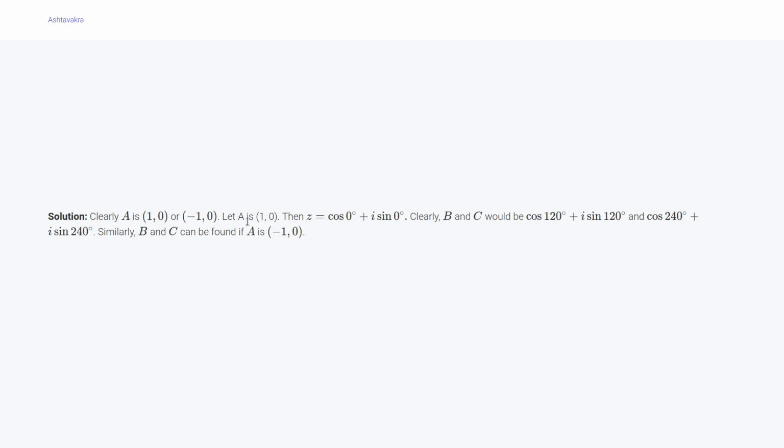If A is 1, 0, then Z is cos 0 plus i sin 0. So clearly, since the triangle is equilateral, B would be cos 120 plus i sin 120. C would be cos 240 degrees plus i sin 240 degrees. Similarly, B and C you can find when A is minus 1, 0. That's how we find the complex numbers B and C.